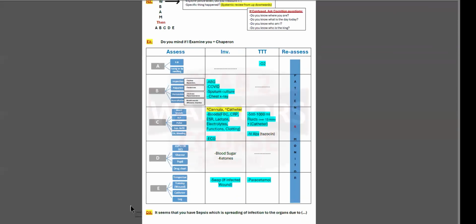And in the exposure, you check the temperature of the patient. Here, the patient doesn't have any problem other than the chest. You can just say you'll check the abdomen and legs if there is any wound, and that's it. If there is any wound infected, take a swab. This is if there is, and then please give paracetamol.